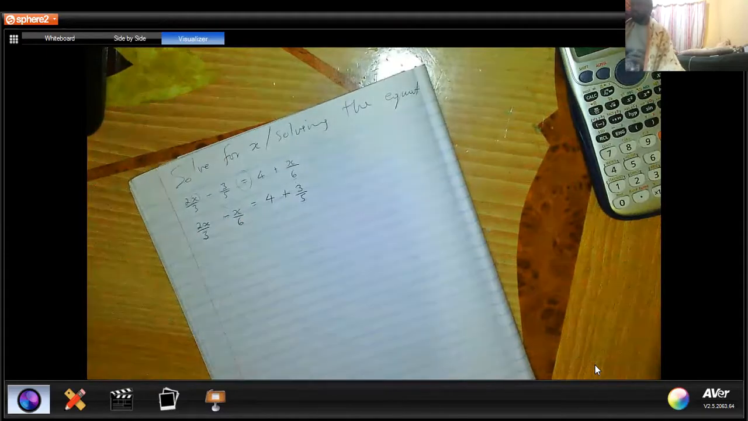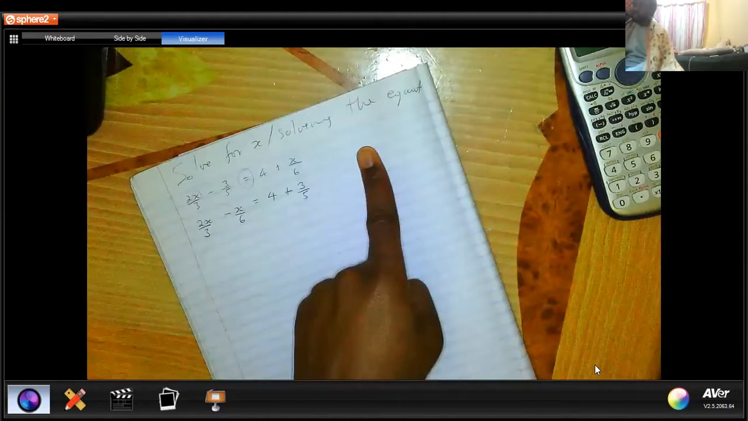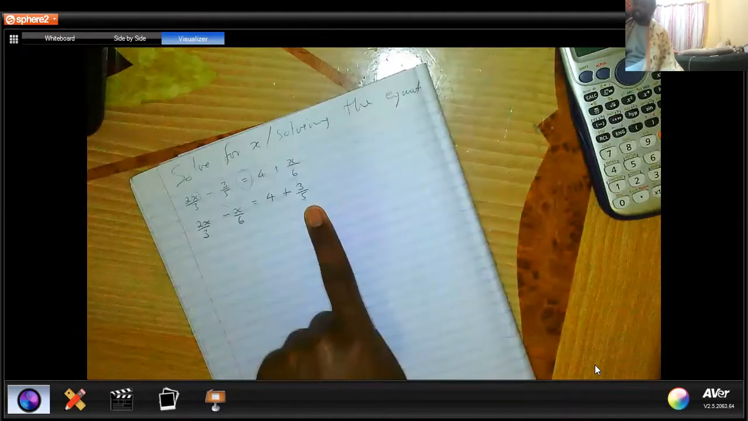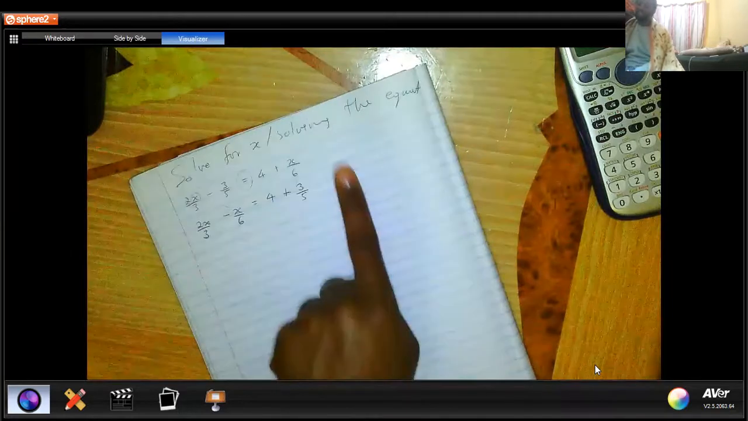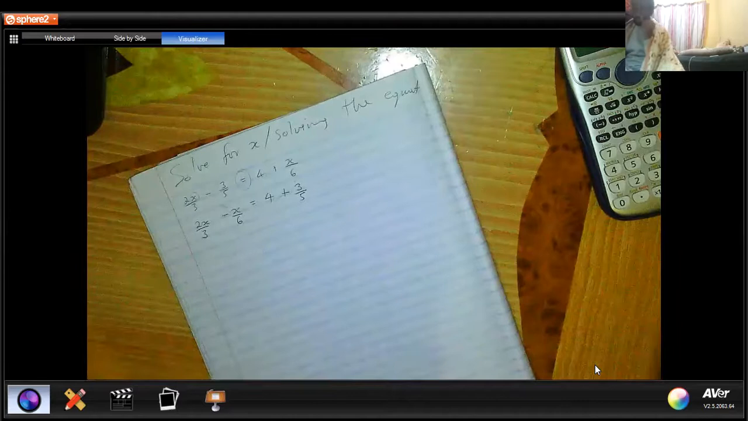Or you can apply that long method where you say, okay, I'm going to add 3 over 5 to both sides, which of course will get you this. I'm going to subtract x over 6 from both sides, which of course will give you this at the end. How you do it is, of course, up to you, ladies and gentlemen. Any method to me is fine, as long as it's a method that works, as I always say.